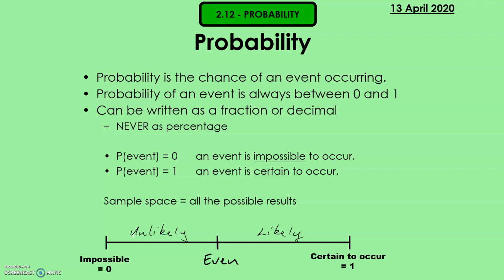Everything is measured with a probability between 0 and 1. A probability of 0 is impossible, it means it cannot occur, and a probability of 1 means that it's certain, it must occur. We describe all the possible results as the sample space. Generally, things are described in words: if it's between impossible and even, then it's unlikely. If it's between even and certain, then it's likely.